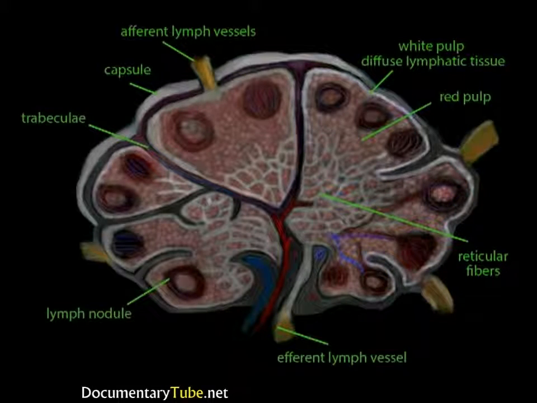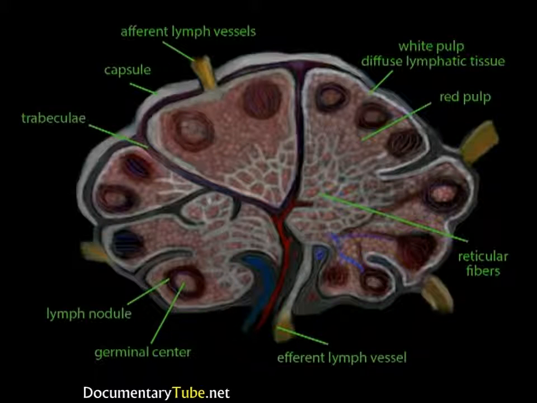Lymph nodules contain germinal centers where rapid mitosis of lymphocytes can take place in response to foreign invaders found in the lymph. Lymphocytes produced in the germinal centers are released into the lymph and eventually reach the blood, where they are transported to the tissues.